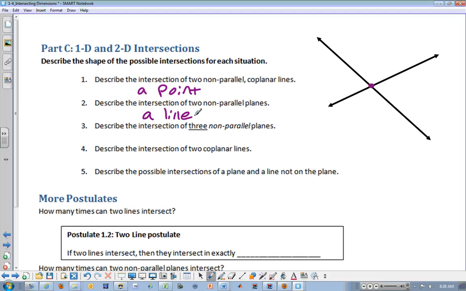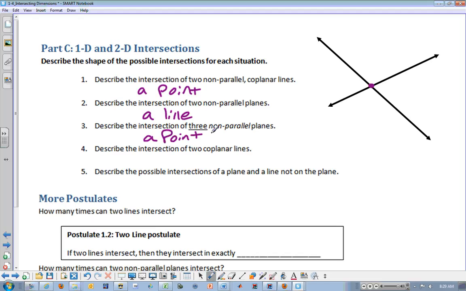Another way to think of it is like this: the corner of a box. The bottom is a plane, the side is a plane, and the back is a plane. And where do those three planes touch? Right there. At that vertex, that point. So three non-parallel planes will intersect at a point.